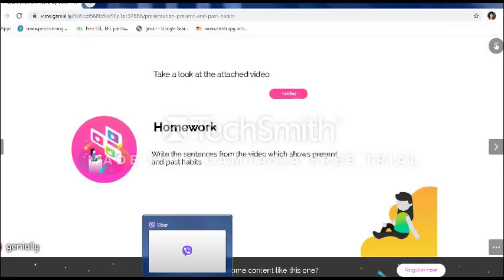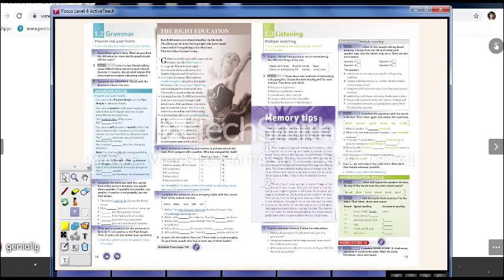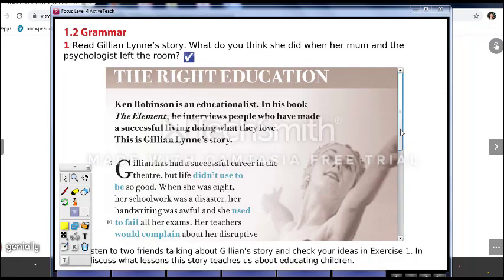Now I would like you to open your books Focus 4 on page 14 and to read a text about Gillian Linnet, The Right Education, and please focus on the structures used to talk about her past habits and typical behaviors.